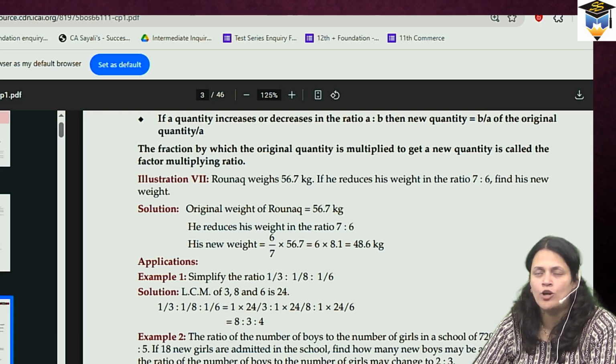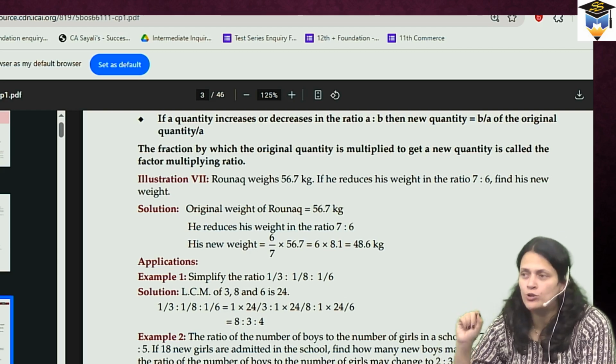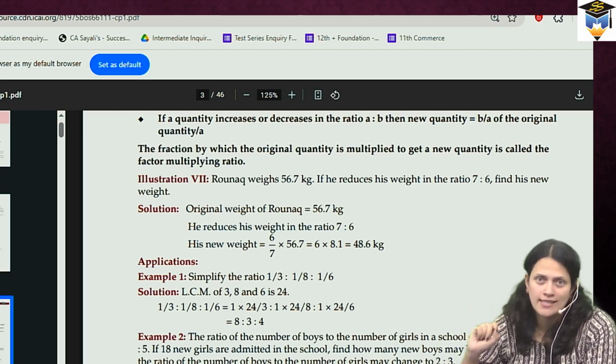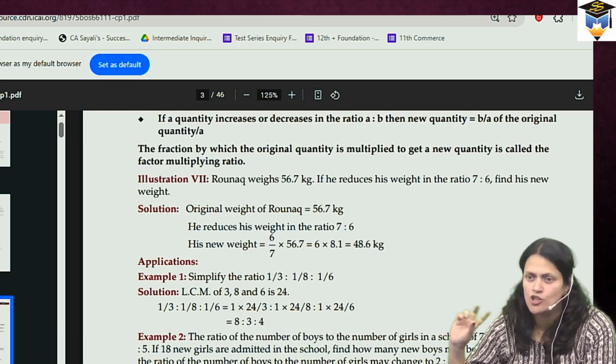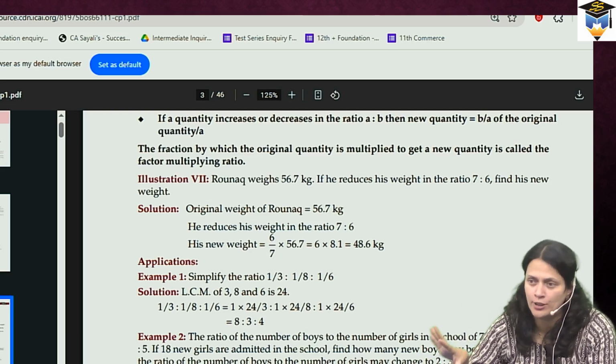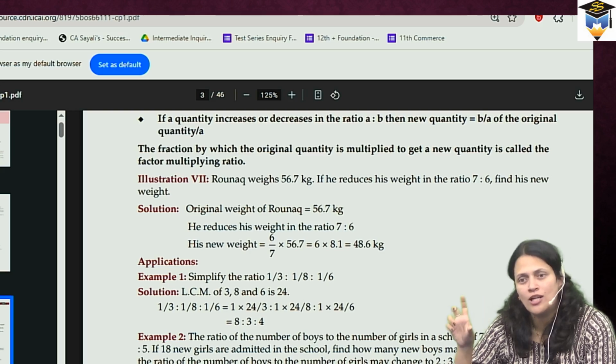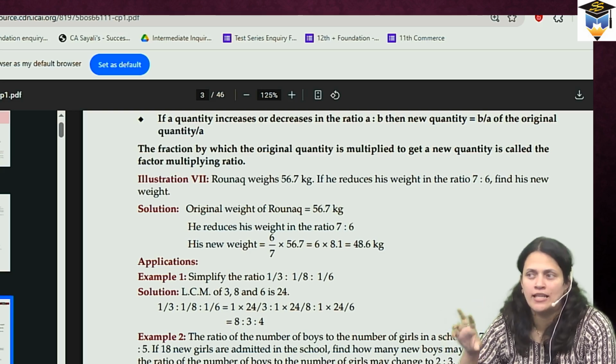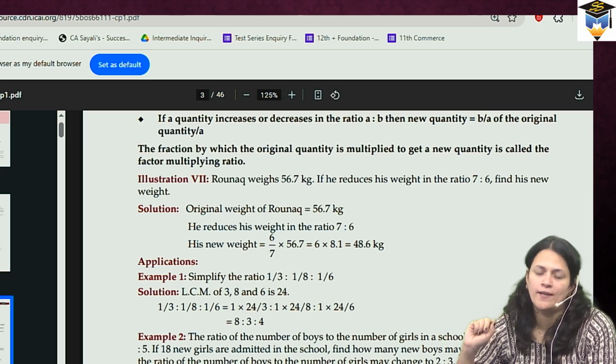See, I am going to take all the solved examples from the module because based upon solved examples, many sums are asked just by changing the numbers or values. So we are going to do all the solved examples and then the exercise in that particular module. Okay?